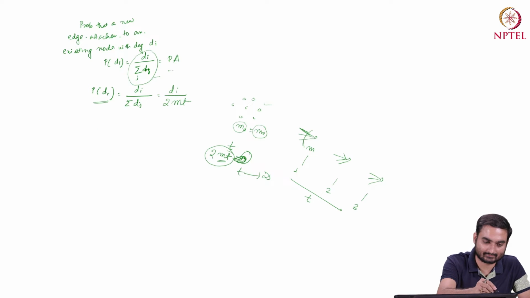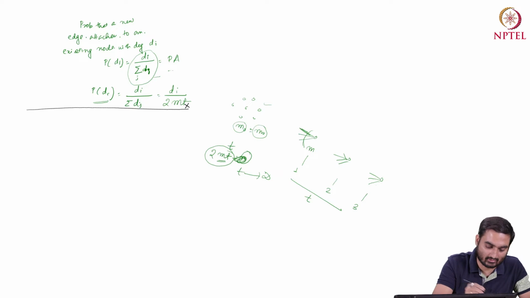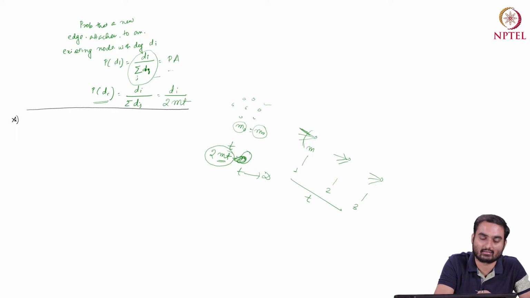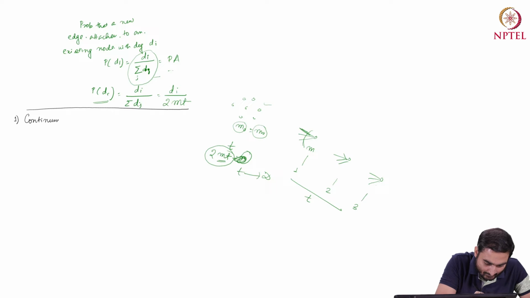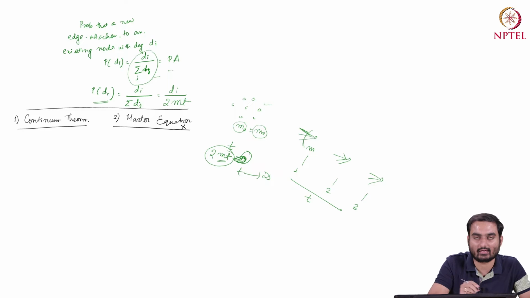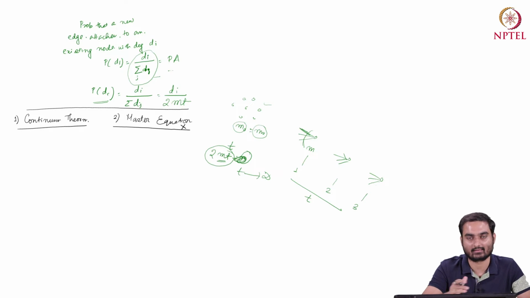Okay, in order to prove this, we will use a theorem. So this degree dynamics is generally measured in two ways. One is called continuum theorem, or continuum approach, and the other is called master equation. Okay, so using these two approaches, we will prove separately that the degree distribution follows power law. Okay, so let's start with continuum theorem, continuum approach.